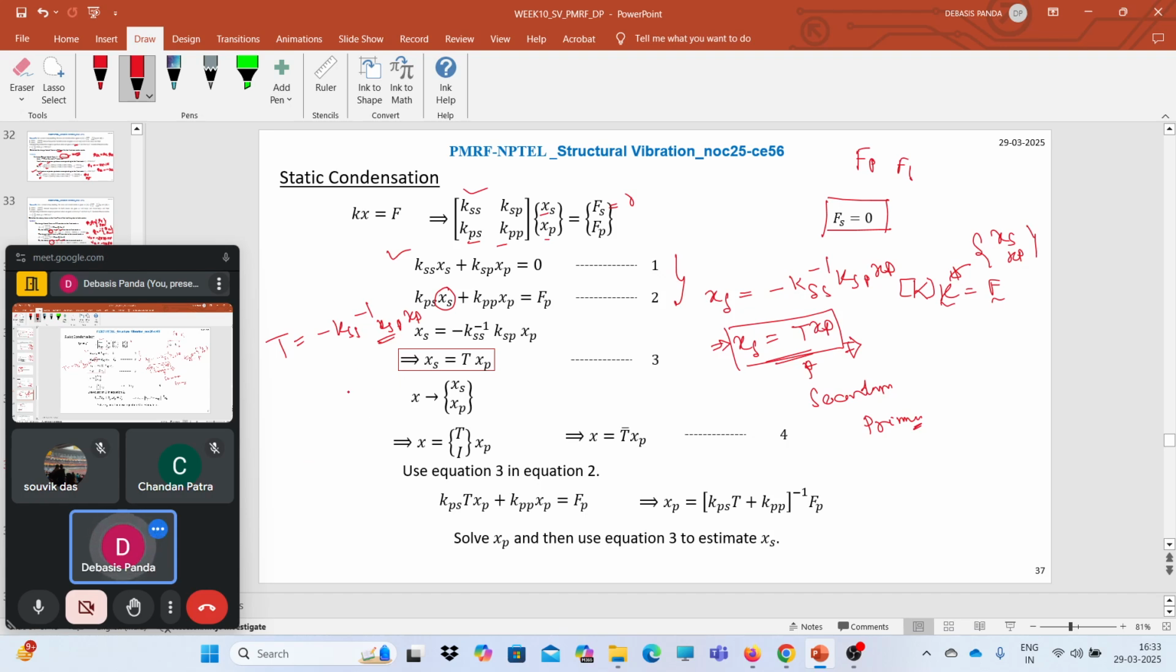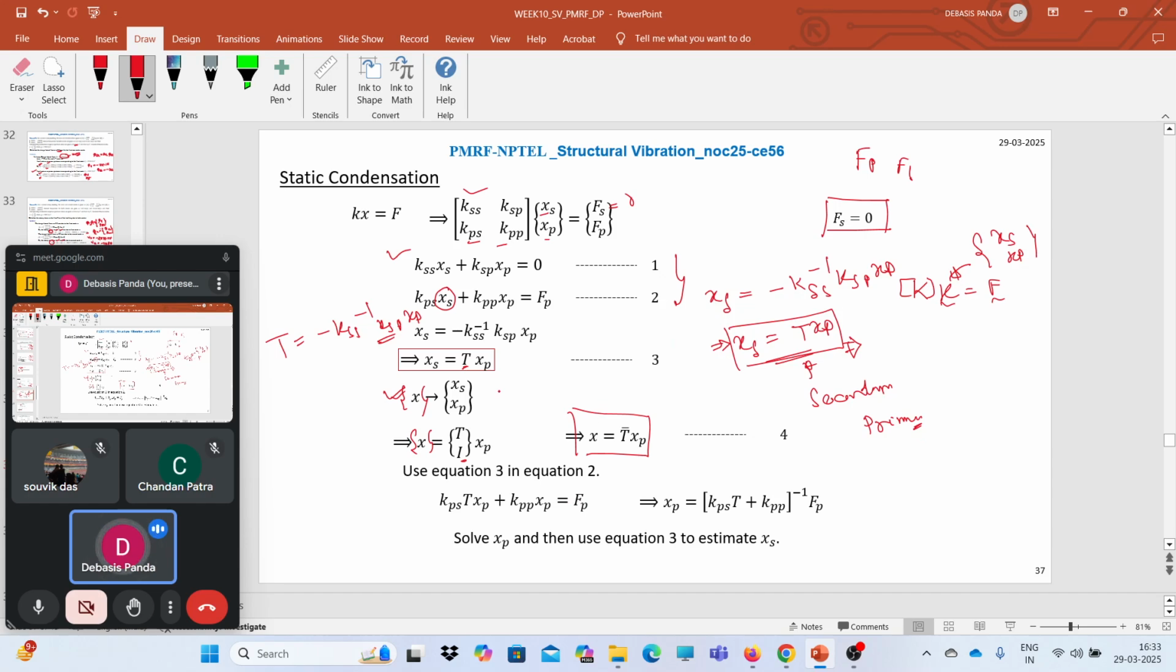So now we can express the generalized coordinates like this: x equals xs and xp, so that comes as T into I, comma, xp. So finally we can use this expression, x is equal to T bar into xp, which will give us the transformation or the relation between the generalized coordinates and the primary coordinates here, which we will consider in our model for the model reduction techniques.